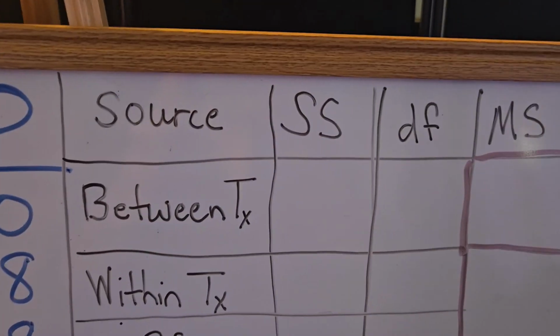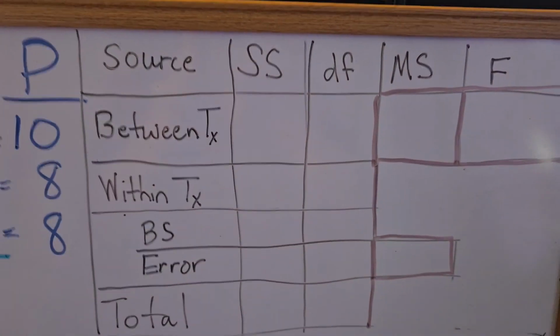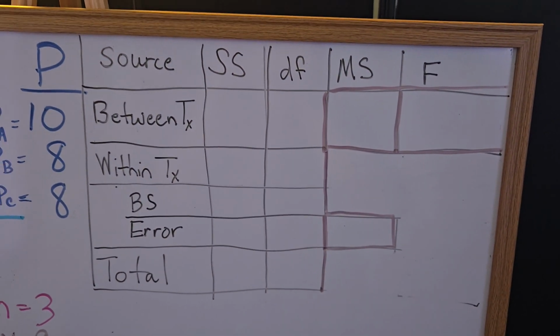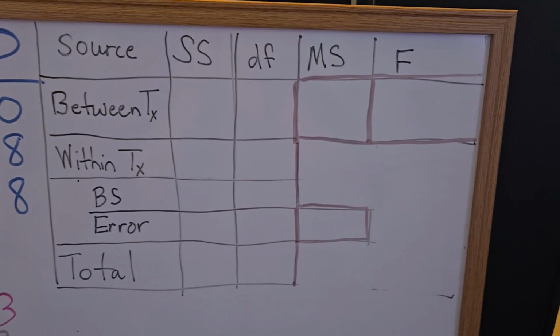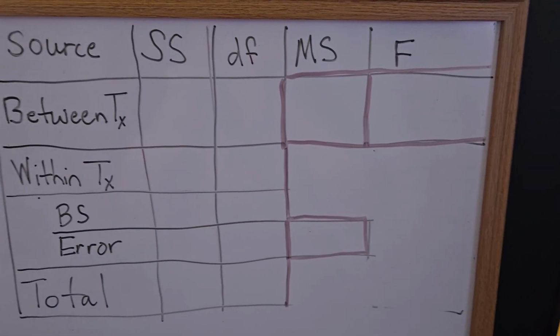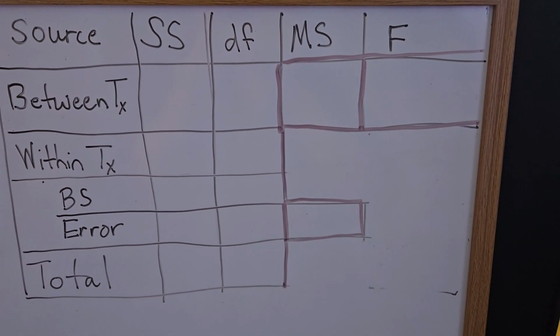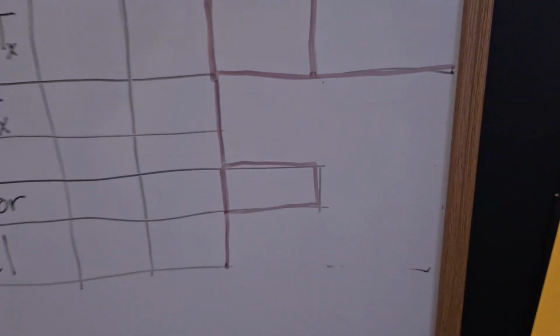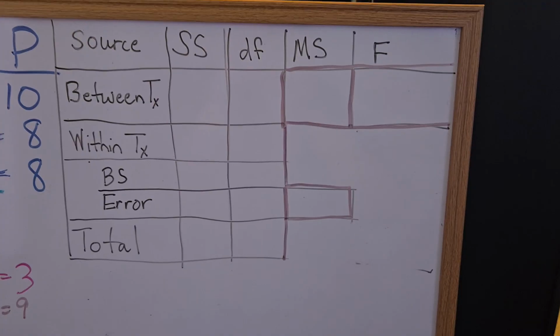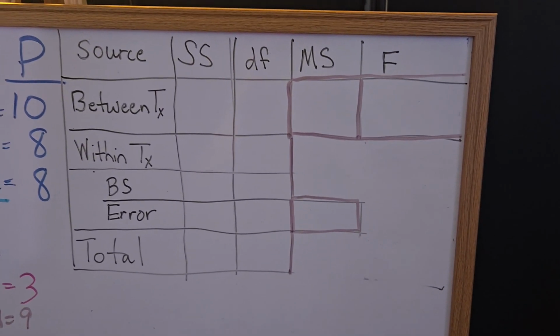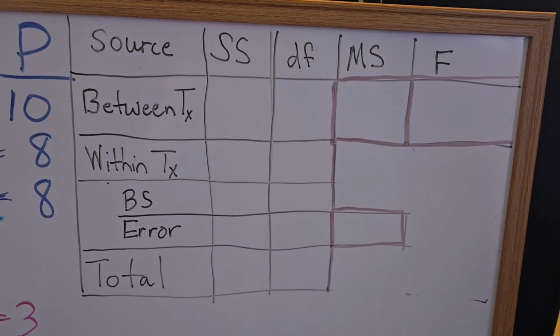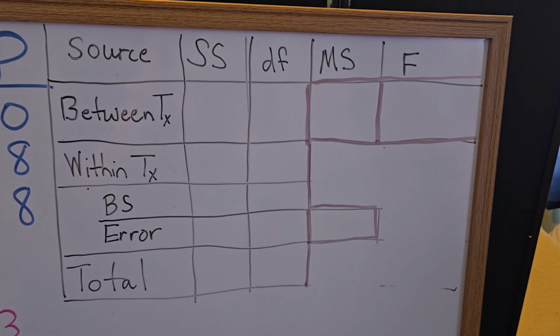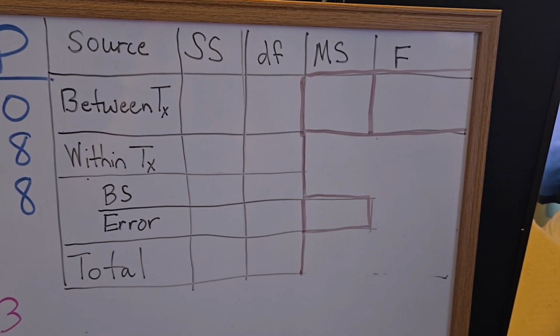For each of these, we compute sum of squares for each source. We compute degrees of freedom for each source. We only compute mean squares for between treatments and error, and then we only compute one F ratio. I purposely didn't put the squares here so students wouldn't get mixed up and put stuff there that they don't need to put. All right, so how do we fill these in? Well, the easiest thing to start with is our degrees of freedom.